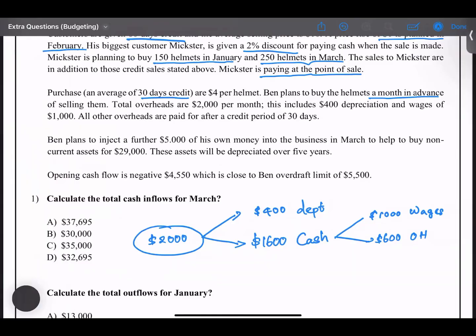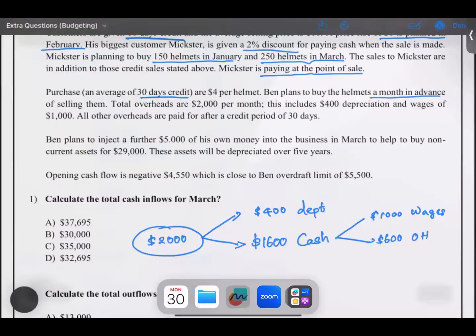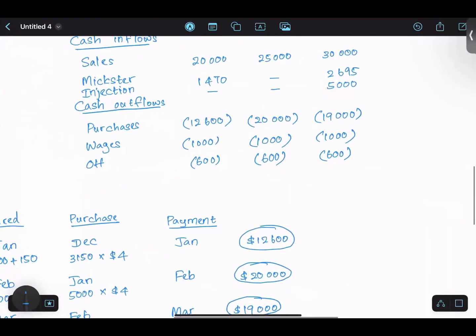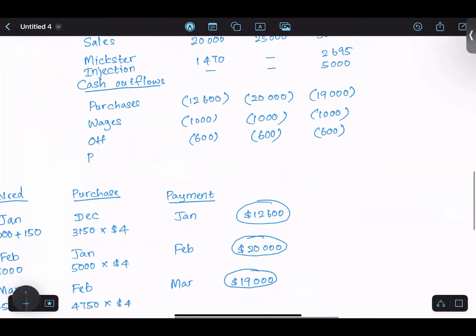In March, to help to buy non-current assets for $29,000. These assets will be depreciated over 5 years. Since we are preparing the cash budget, we don't need to consider the depreciation. So this 5,000 is being invested in order to purchase non-current assets worth 29,000. So if he is purchasing non-current assets, there will be an outflow of 29,000 in the month of March.